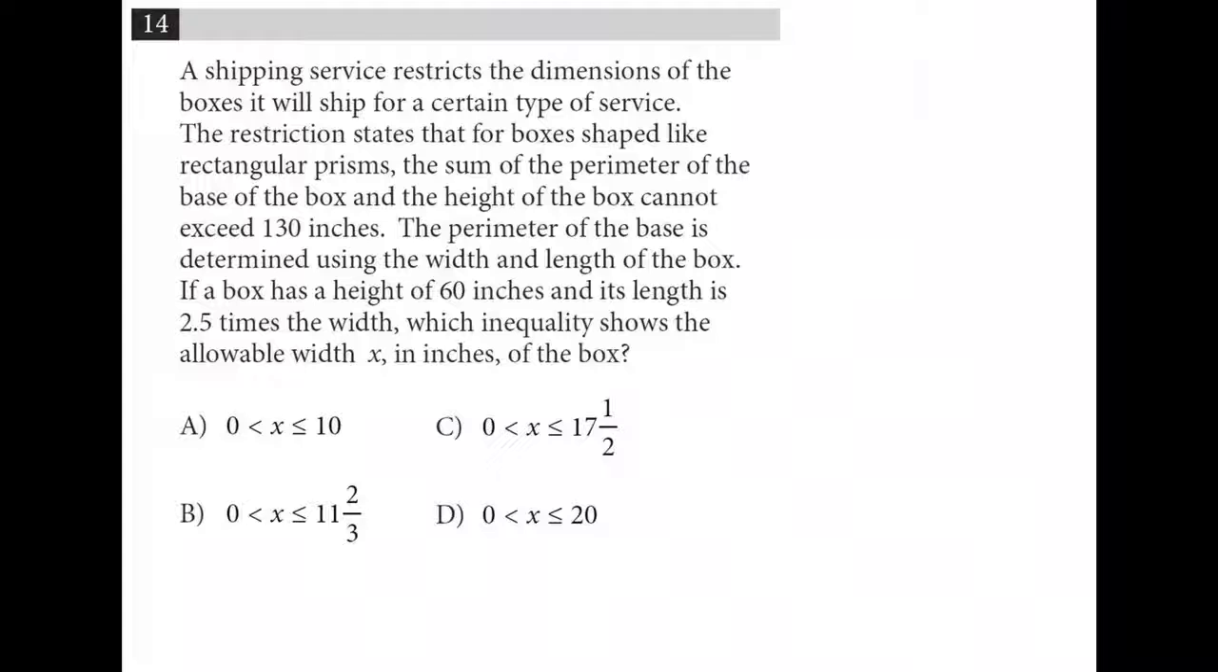Number 14. A shipping service restricts the dimensions of the boxes it will ship for a certain type of service. The restriction states that for boxes shaped like rectangular prisms, the sum of the perimeter of the base of the box and the height of the box cannot exceed 130 inches. The perimeter of the base is determined using the width and length of the box. If a box has a height of 60 inches and its length is 2.5 times the width, which inequality shows the allowable width x in inches of the box?